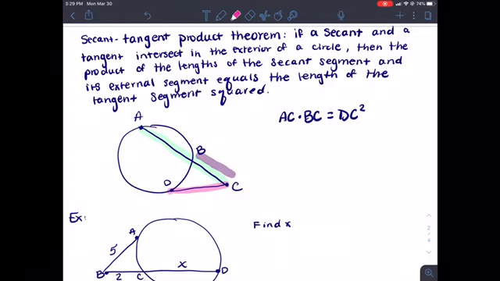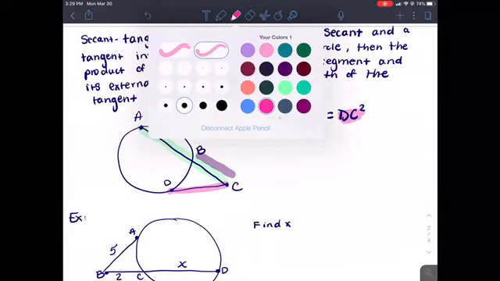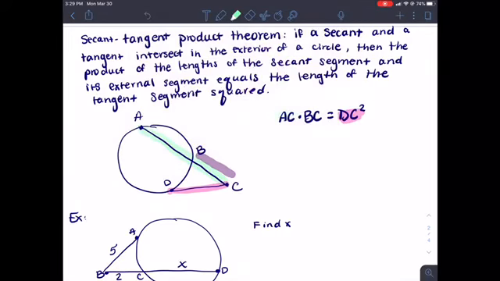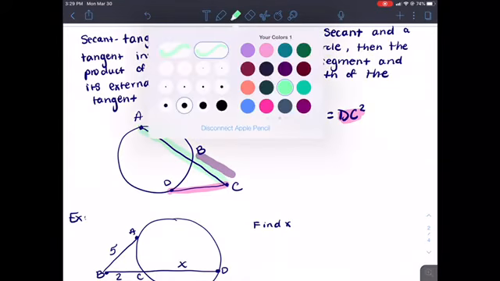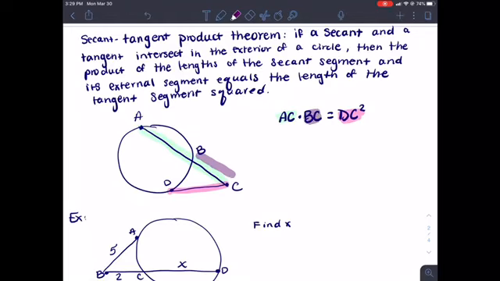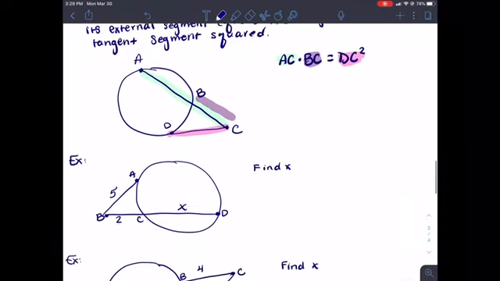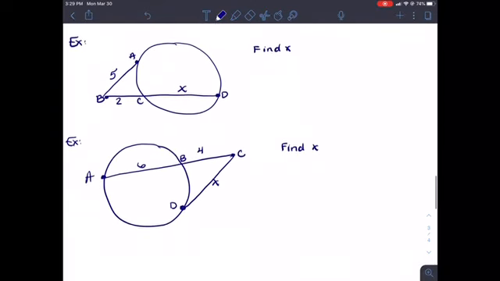I'm going to highlight those so that you can correspond to them. DC is our tangent segment, AC is our full secant, and BC is our secant segment that's outside the circle. We're going to use this theorem down here in these examples. This example says find x, so we're going to use our secant tangent product theorem.